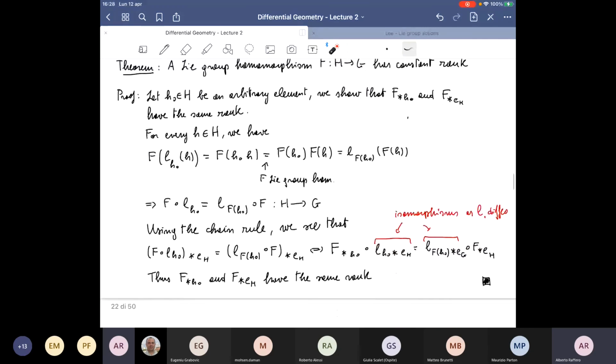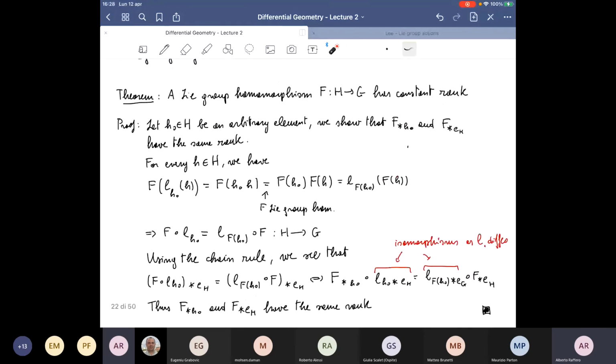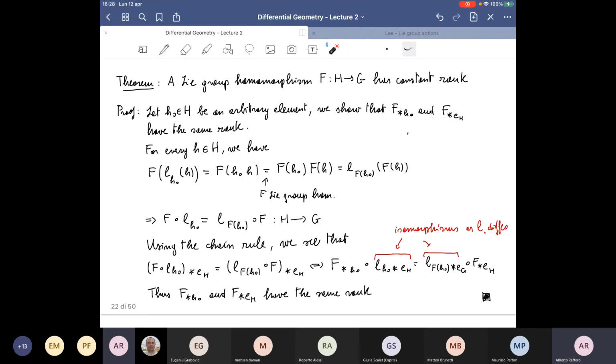And finally, to conclude before making a break, I wanted to recall this theorem saying that once we have a Lie group homomorphism according to the definition we gave before, then this map has constant rank. So this is an instance of maps having constant rank as you defined in the previous lecture.